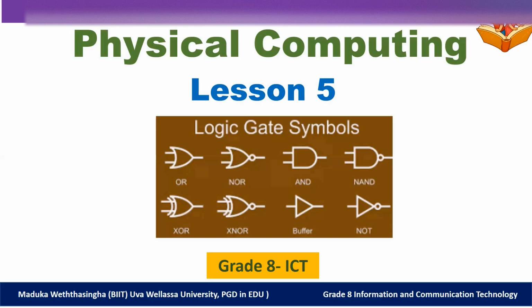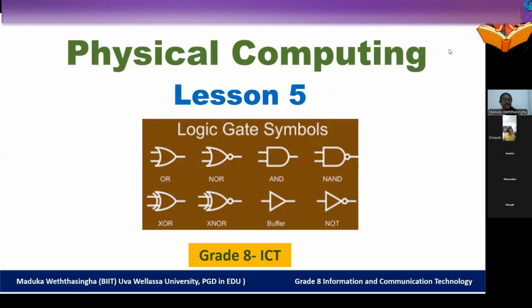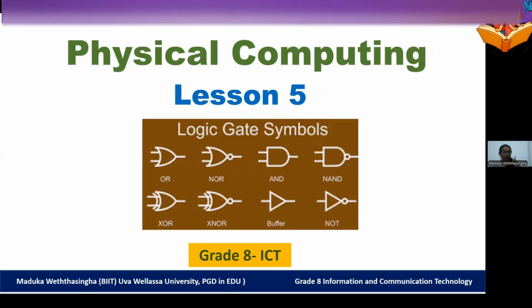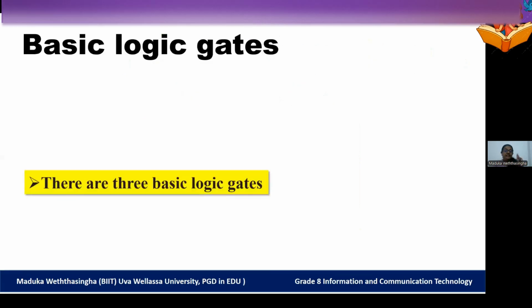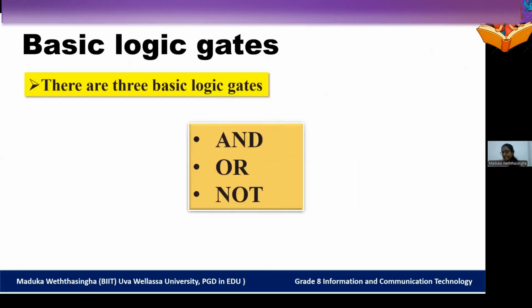But as grade 8 students, we have to learn only 3 basic logic gates. They are AND, OR, NOT. We have to learn about only 3 logic gates, AND, OR, NOT. By the way, please tell me, do you know about these 3 gates? Do you ever know about these 3 gates? Have you used them before?